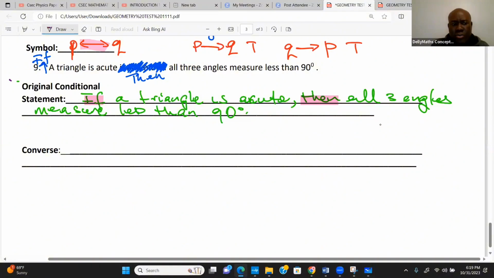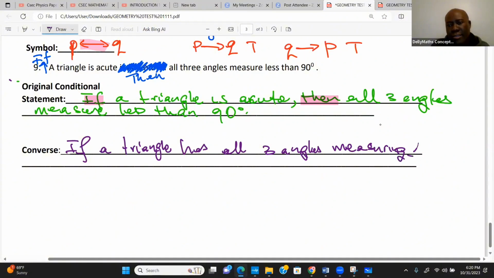So the converse is we're going to switch the argument. So we're going to say if a triangle has all 3 angles measuring less than 90 degrees, then it is acute.